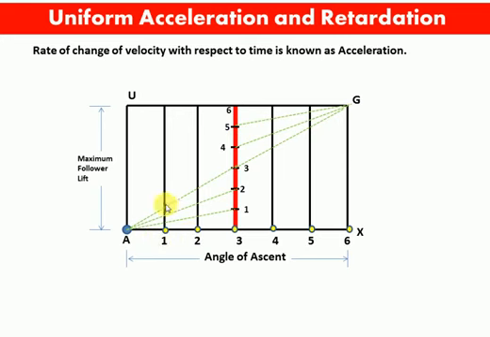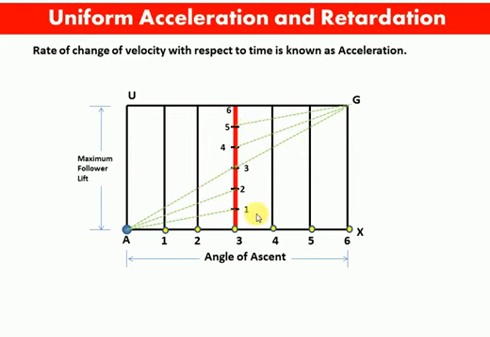We have drawn a vertical line which is showing the maximum follower lift. We have taken a center line 3 and divided it into 6 equal parts. We have joined A with 1, A with 2 and A with 3. In the same way, we have joined G with 3, 4, 5 and 6.